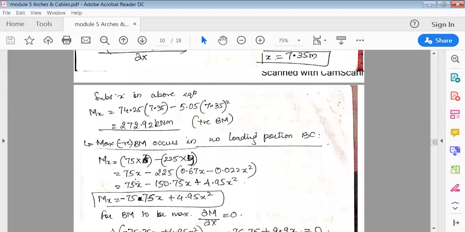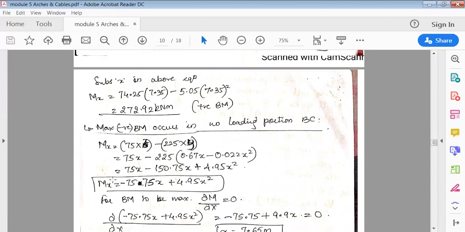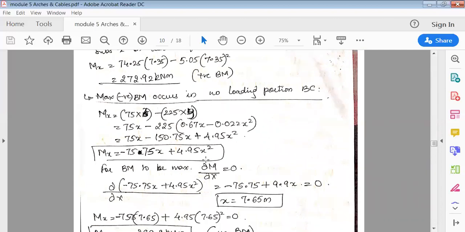So 75x as it is, 225, and we already have solved the equation of y. So put it back here and solve this. Now you'll get the bending moment equation. So Mx is equal to minus 75.75x plus 4.95x square. Now this is the equation you have to use further. You can see here, for the bending moment to be maximum, differentiate M with respect to x.